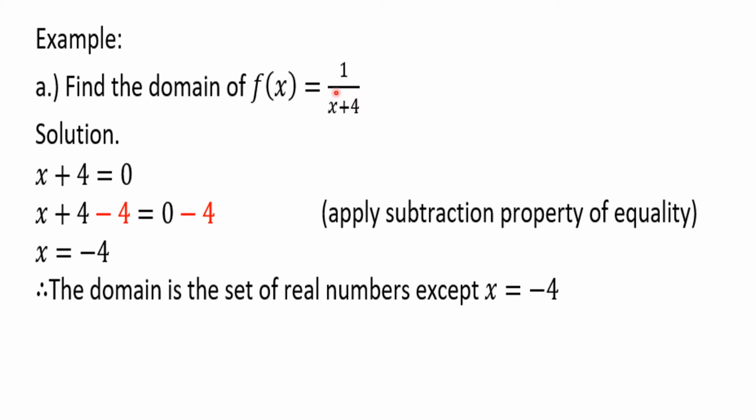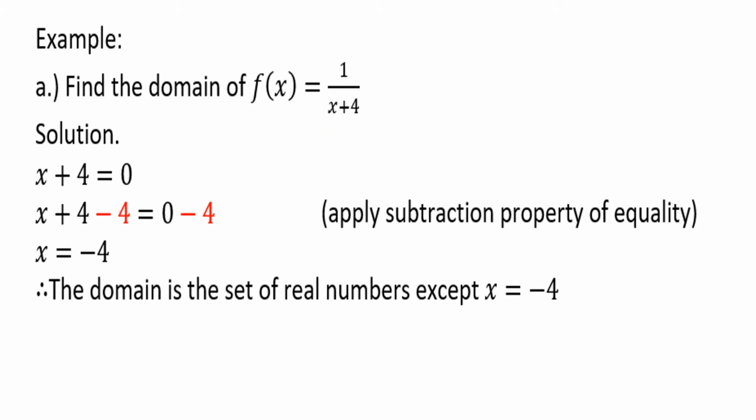To solve for the domain, we will equate the denominator to 0. So that is x plus 4 equals 0. Then, applying the subtraction property of equality to remove positive 4 on the left side of the equation so that only x remains, we subtract both sides of the equation by 4. So we have now x equals negative 4. Therefore, the domain is the set of real numbers except negative 4. Again, the domain is always the set of real numbers except for the x values that will make our function undefined. If x is negative 4 in our function, it will make our function undefined since the denominator will become 0.